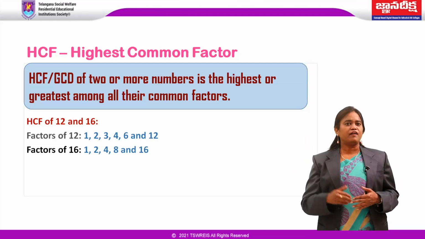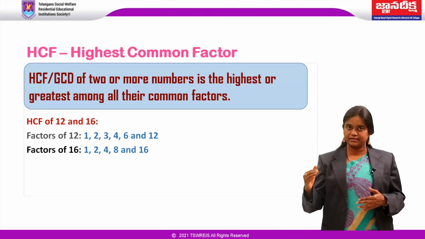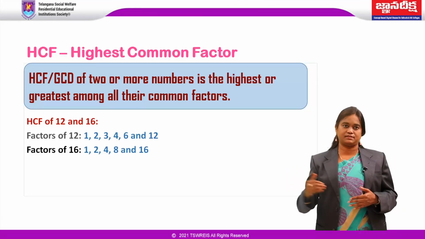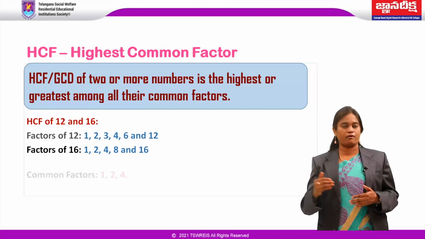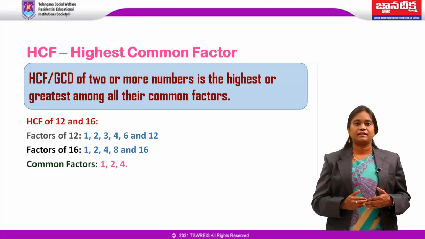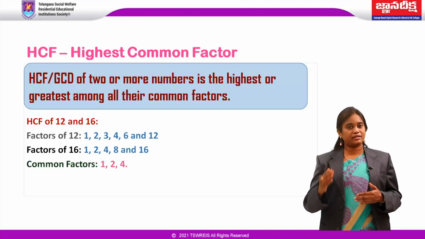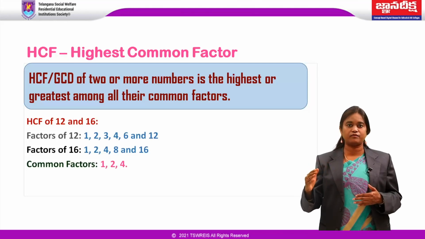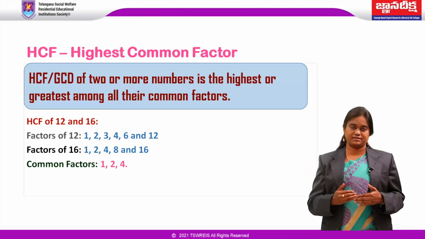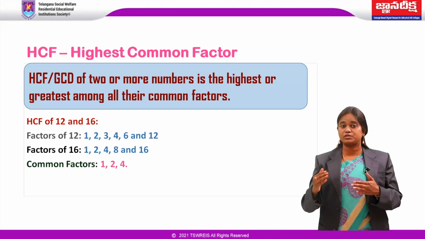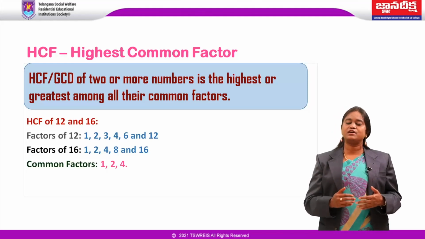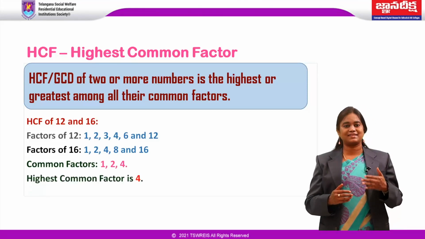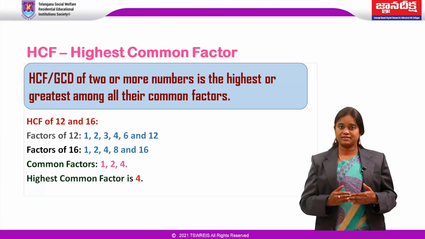Step 2. Find the common factors among the given factors. They are 1, 2 and 4. Step 3. Find the greatest or highest of these common factors. Which is the highest of 1, 2 and 4? It is 4. HCF of 12 and 16 is 4. Hence, we can make 4 groups.